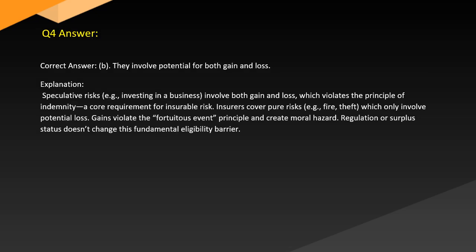Answer. Correct answer B. They involve potential for both gain and loss. Explanation. Speculative risks, e.g. investing in a business, involve both gain and loss, which violates the principle of indemnity, a core requirement for insurable risk. Insurers cover pure risks, e.g. fire, theft, which only involve potential loss. Gains violate the fortuitous event principle and create moral hazard. Regulation or surplus status isn't the issue; the fundamental eligibility barrier is gain potential.